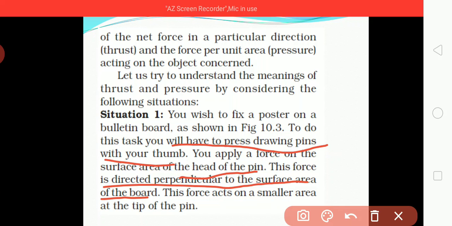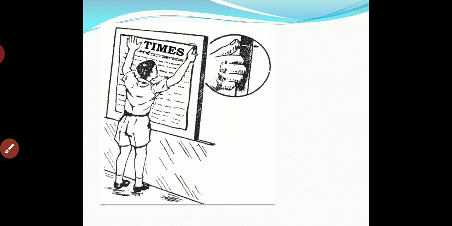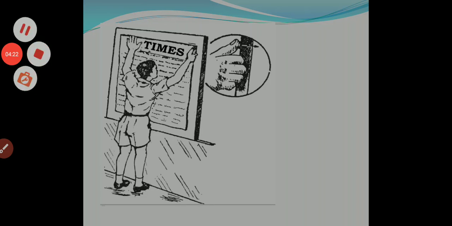You can also see that the force which we are giving is perpendicular to the surface of the board, and this force acts on a smaller area, the tip of the pin. The force we are exerting acts on a limited area only, which is the tip of the pin. So here we are giving a force to the head of the pin, which acts at the tip of the pin only.